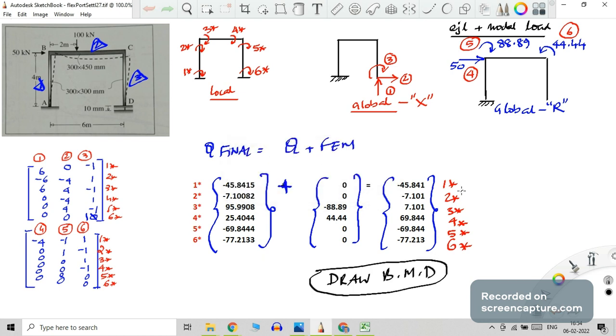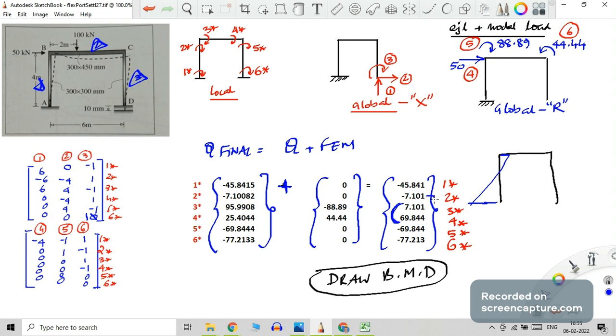So once you get, these are all moments, isn't it? Then you can draw the bending moment diagram. So bending moment diagram, this is negative, negative. So in this particular one, minus, minus means on the opposite side. So this should be the bending moment diagram for this one. Then plus plus for the beam BC, 7 and 69, plus plus. So that also will be on the opposite side.